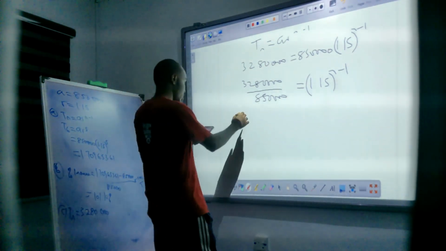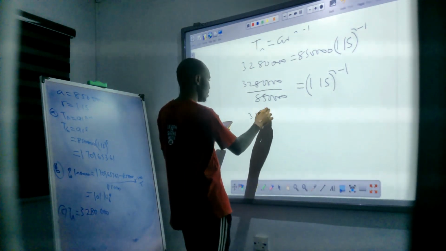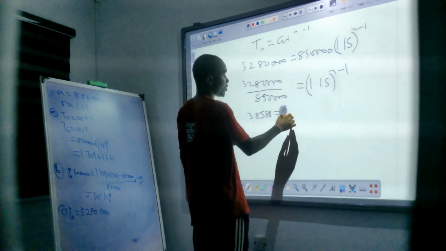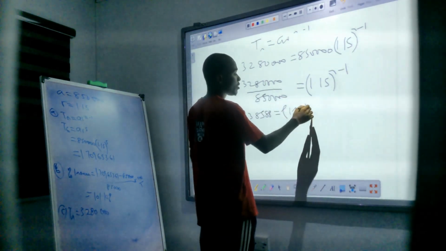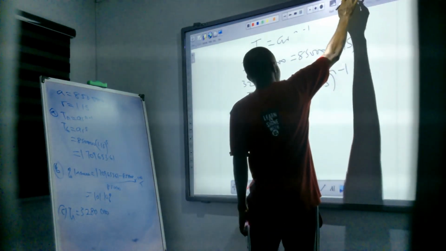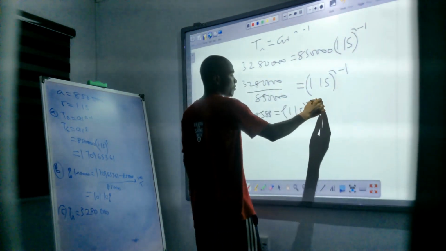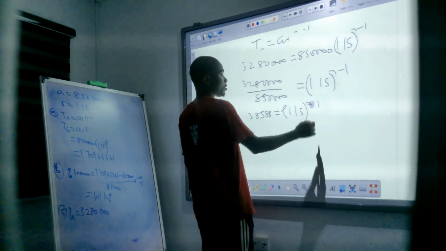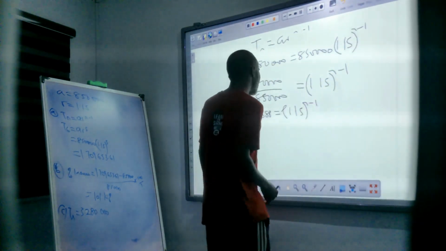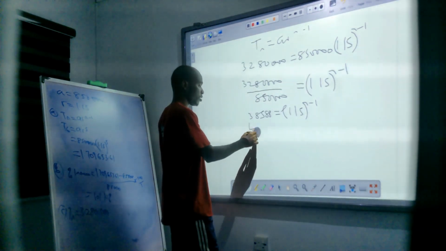So that gives us 3.8588 equals 1.15 to the power n minus 1. Let me calculate that. So 1.15 to the power n minus 1. So this n minus 1 is going to be, let's see, this power n minus 1.